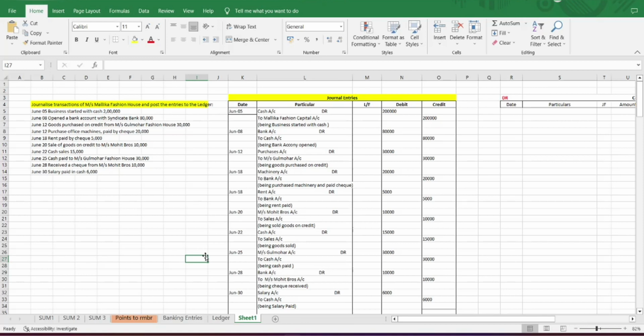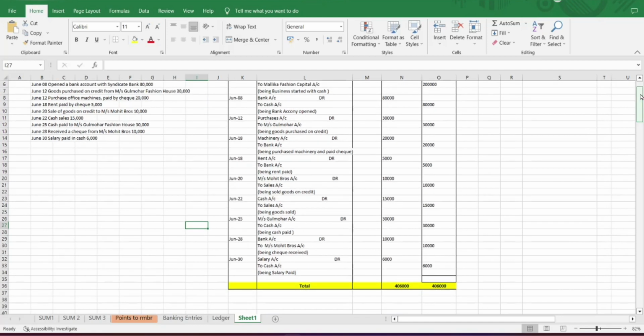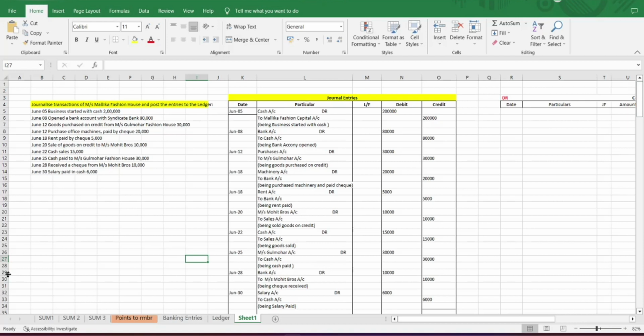Next, received check from Mohit Brothers 10,000. We had made a credit sale here. It was a credit sales transaction. We are receiving the amount from them, that is bank account debit to Mohit Brothers account. Next, salary paid in cash 6,000, an expense again, salary account debit to cash account. The total of our journal entry is 4,06,000, 4,06,000. Now let us start posting them in the ledger.